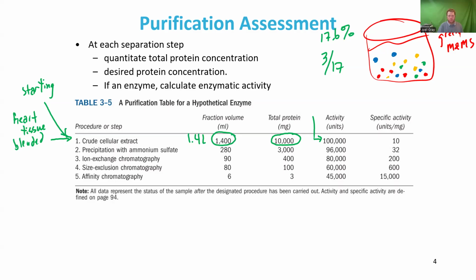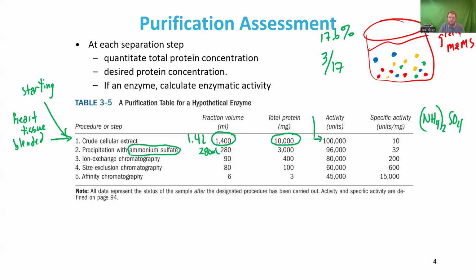The next thing that you do is a purification step where you precipitate some things. Ammonium sulfate. Ammonium sulfate is a salt, (NH4)2SO4. And what ammonium sulfate, the salt, does is it helps some proteins precipitate or get out of solution. Now, if you look at the volume, let's focus first on the volume. We went from 1.4 liters down to 280 milliliters. So in terms of volume, we cut out about 80% of our volume.